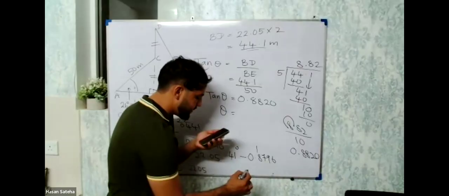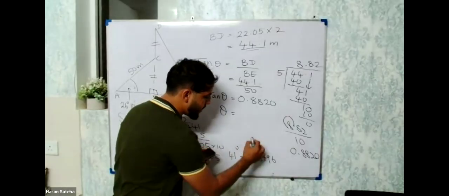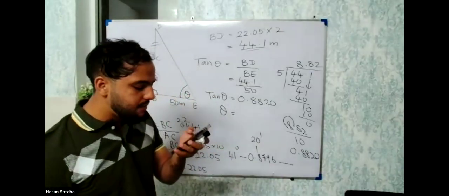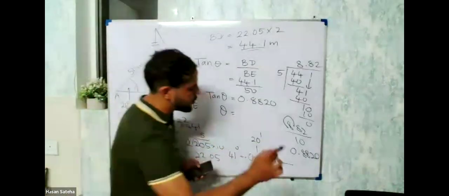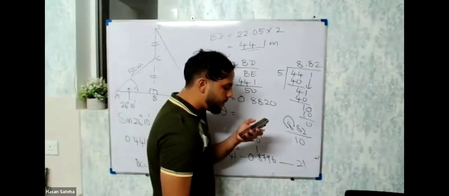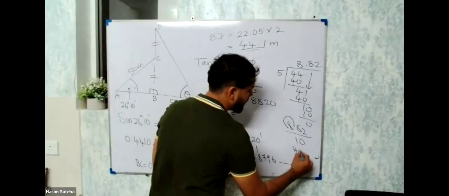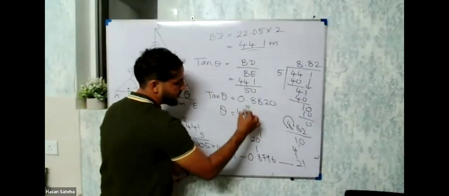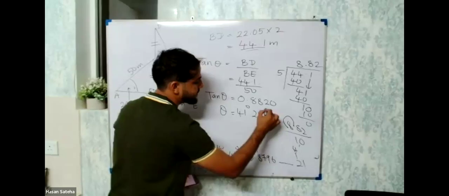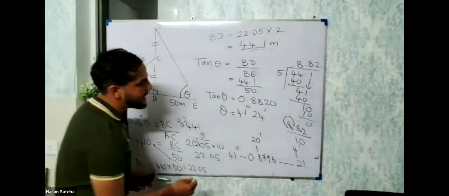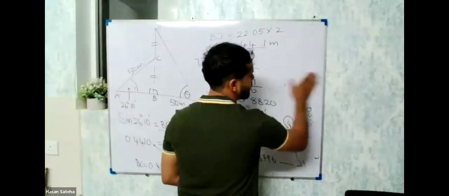How many minutes? 8796, that is 20 minutes, right? Now you need 24 more. Do you have a 24 there? The closest one is 21. We'll take the 21. So 21, how many minutes is that? 4 minutes, right? Now what is the angle here then? 41 degrees, 24 minutes. So the angle here, that is 41 degrees and 24 minutes. We are not done yet.